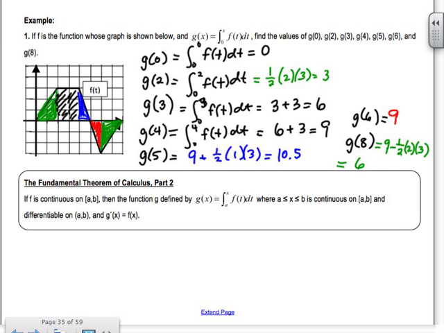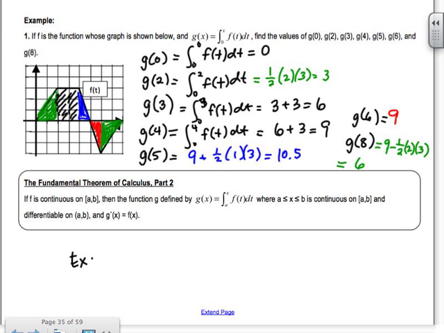Okay, so g of x is a function. So g of x is the area as it changes as x moves. Okay, so that's going to bring us to the fundamental theorem of calculus part 2. So if f is continuous on a to b, then the function g defined by g of x equals the integral from a to x of f of t dt, where the function is continuous, so g is continuous on a to b and differentiable, then g prime of x equals f of x. Okay, this is very strange. I know it's weird, but this is what I'm saying.